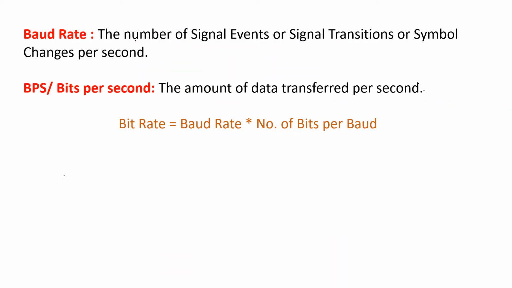So, baud rate is the number of signal events or signal transitions or symbol changes per second. On the other hand, bits per second is the amount of data transferred per second. So, bit rate is obviously baud rate times the number of bits per symbol. Are you confused at this moment?